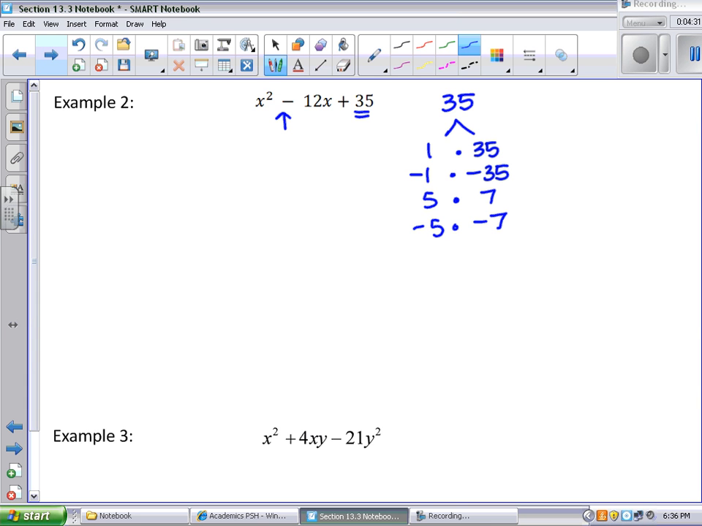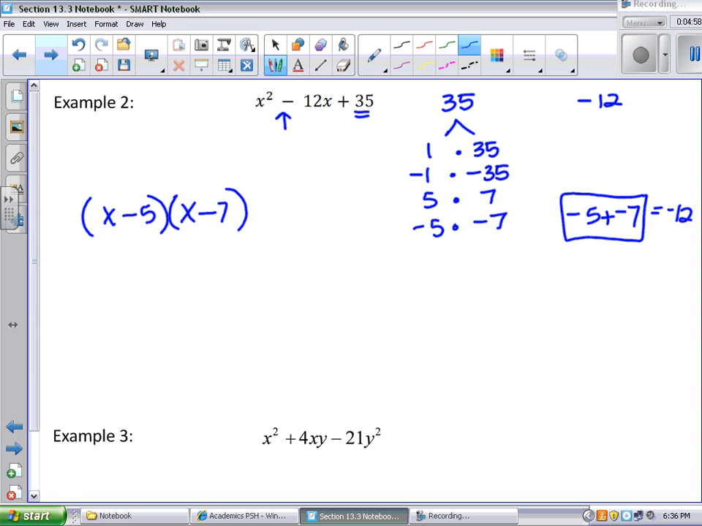And I want to choose the combination that adds up to my middle coefficient, my b value of negative 12. So when I look at these combinations of numbers, negative 5 plus negative 7 is negative 12. And this tells me the combination of factors that I want to put in my parentheses. So this factors as x minus 5 times x minus 7. Again, you can multiply that out to check that you have the right combination of factors.